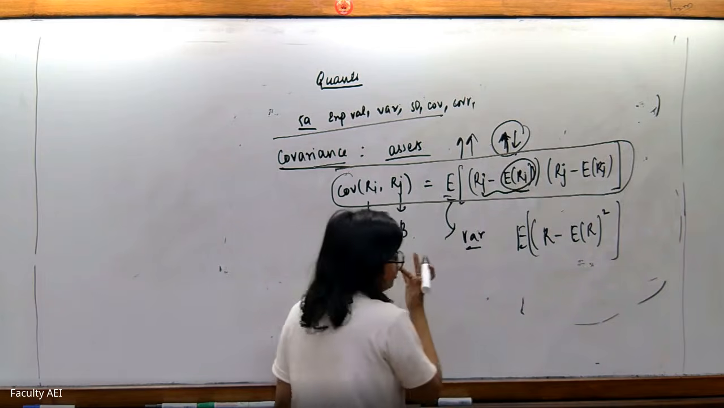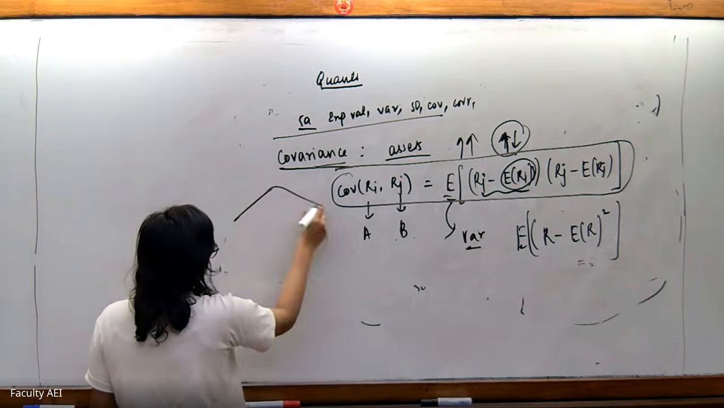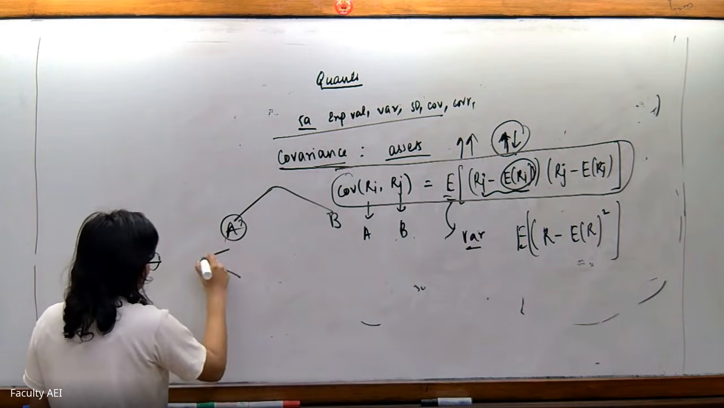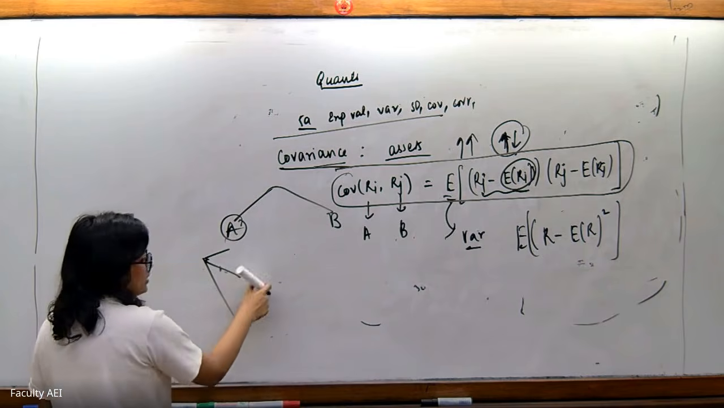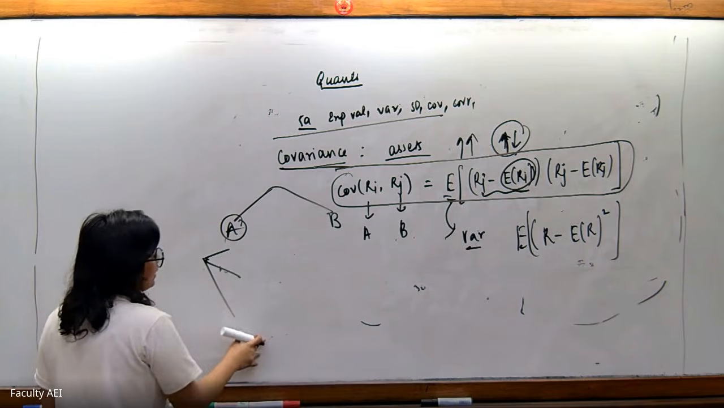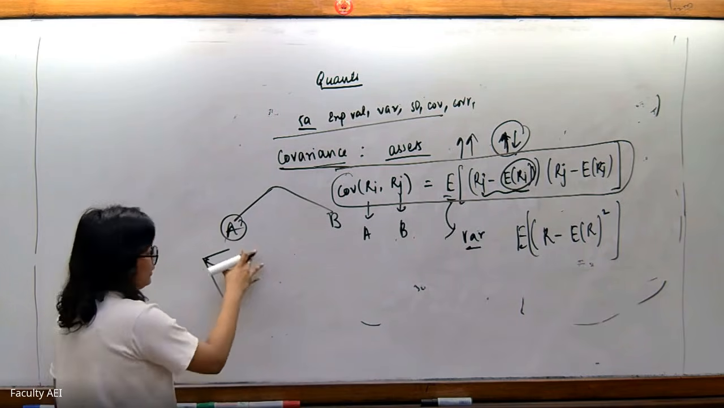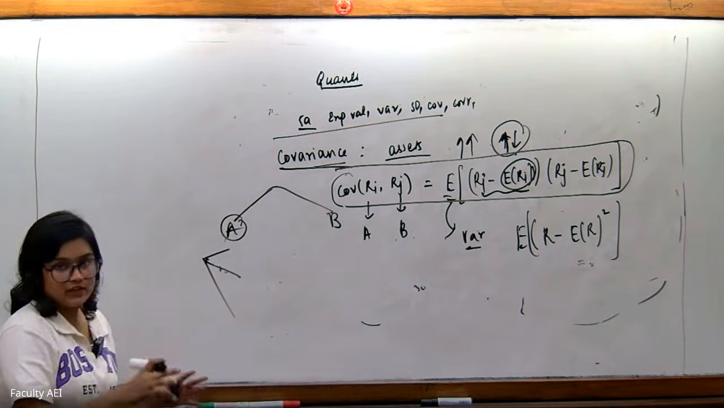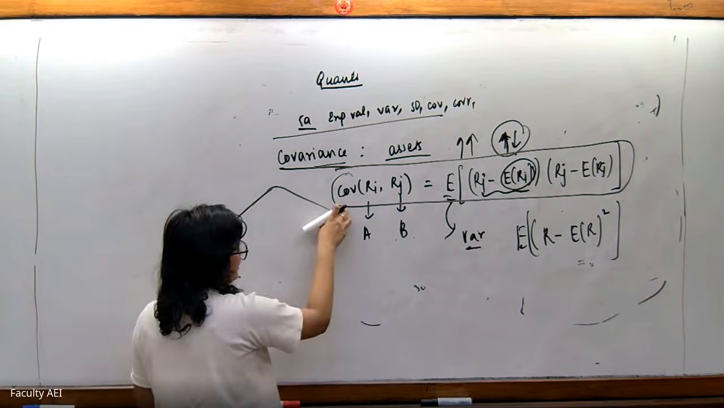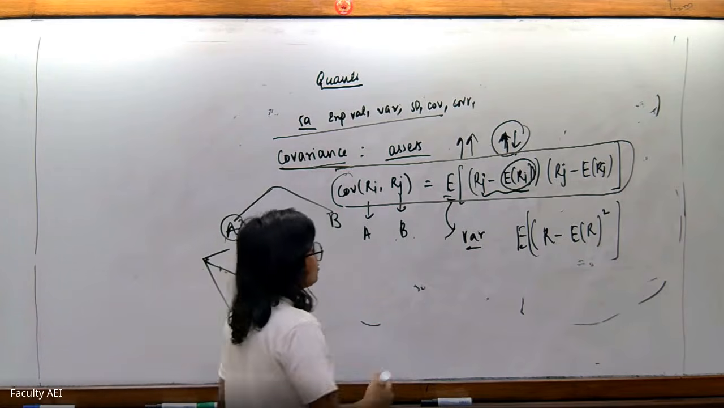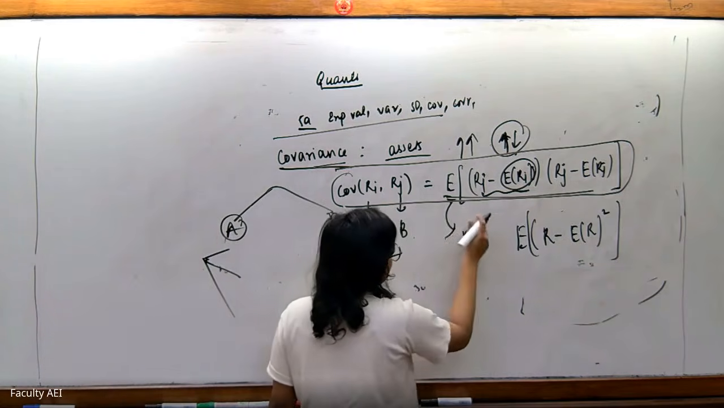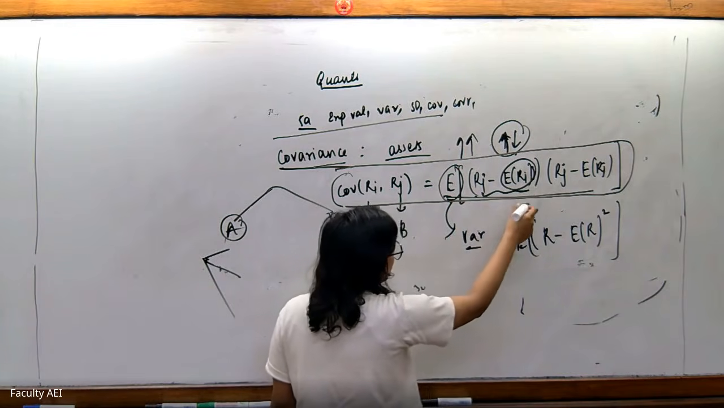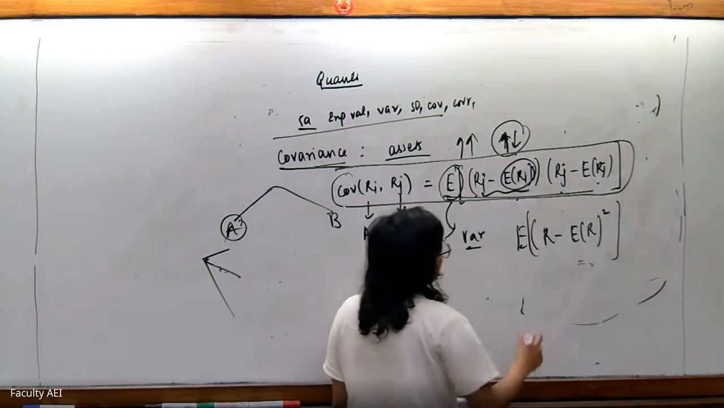Similarly, you can be given two assets. We did it for one asset A: we had three types of return, 10%, 20%, 20%, we had the probabilities, the weightage, and we calculated the expected return for A. Similarly, you can be given the components for asset B, and you have to find the expected return of asset B. So here, your equation will be the expected value of Ri minus expected value of Ri, times Rj minus expected value of Rj.